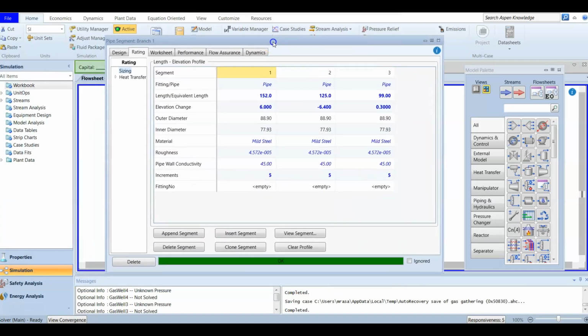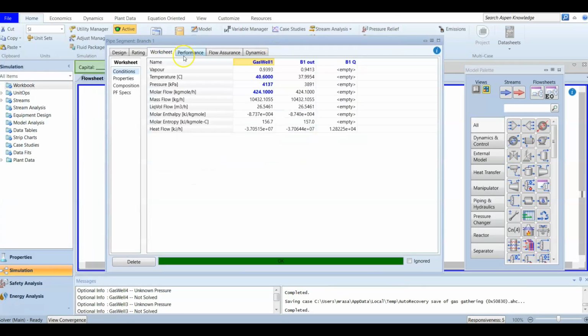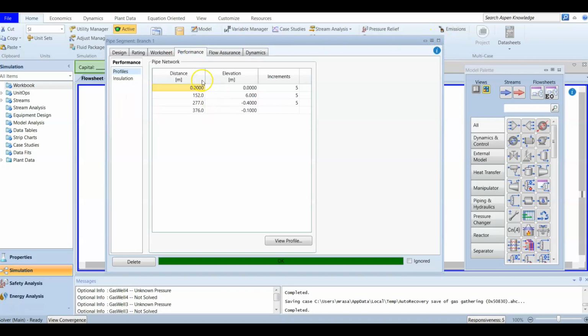Okay, there is another method to find out. As the branch here, you can go to the worksheet and the pressure out will be displayed here. Okay, through the performance you will have the distance in meter. So these are the distance and this is the elevation, and you have 5 increments for each one because here we are dealing with two phases only.